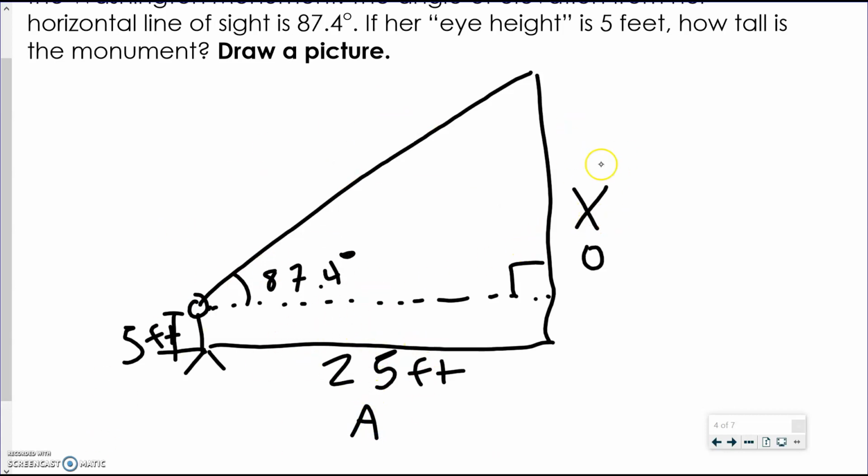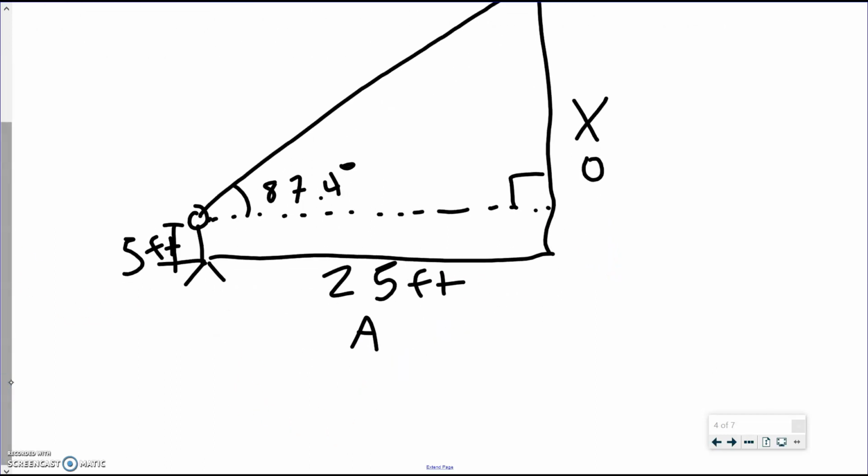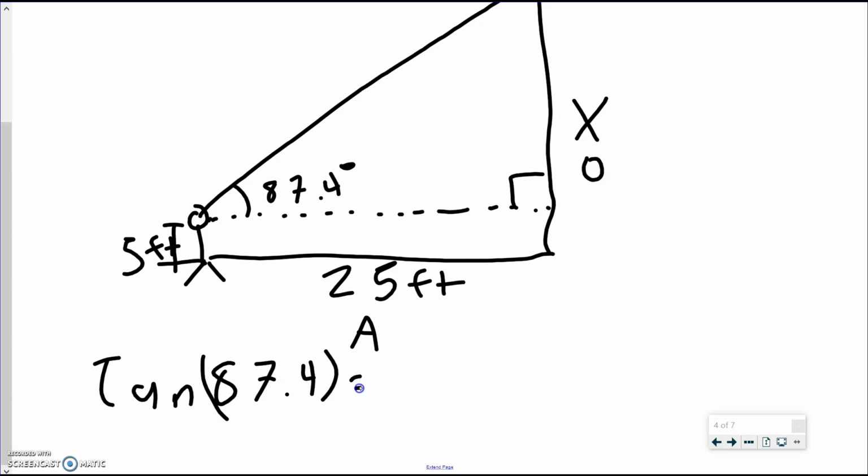So let us solve for this x value right here. Again, what is a ratio that deals in terms of opposite and adjacent? That would be tangent, all right? So we'll do tangent of our angle. Our angle is 87.4 degrees. Again, tangent is opposite over adjacent, so it is x over 25. If we want to solve for x, we would just multiply the 25 on both sides. It cancels on this side. Multiply 25 by tangent of 87.4.